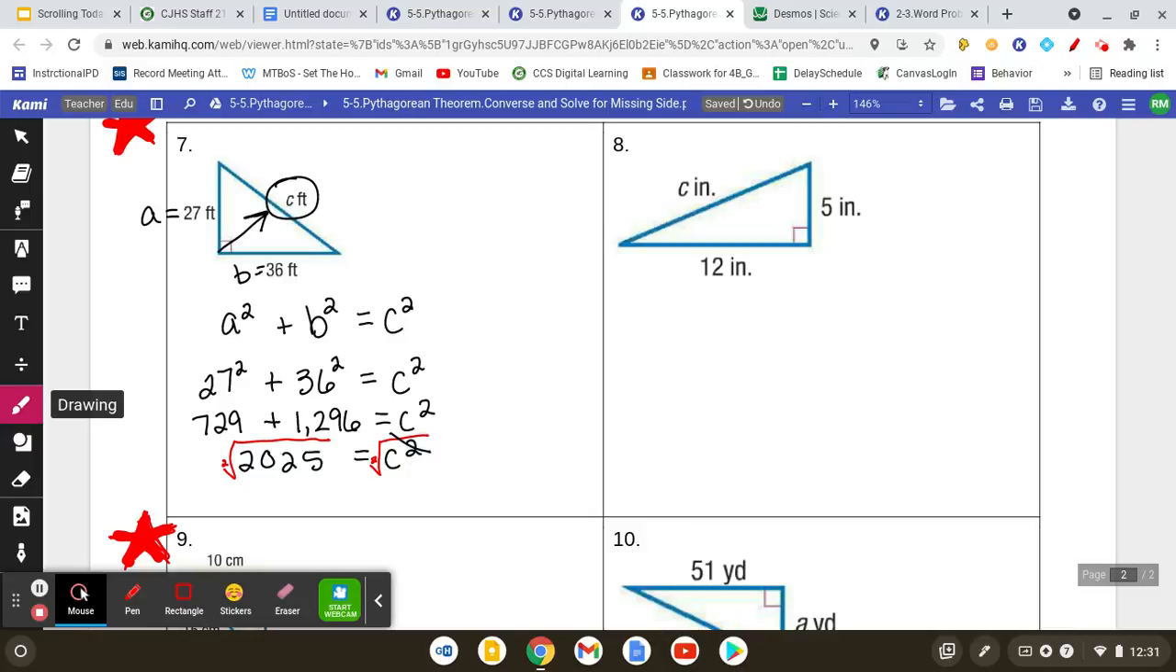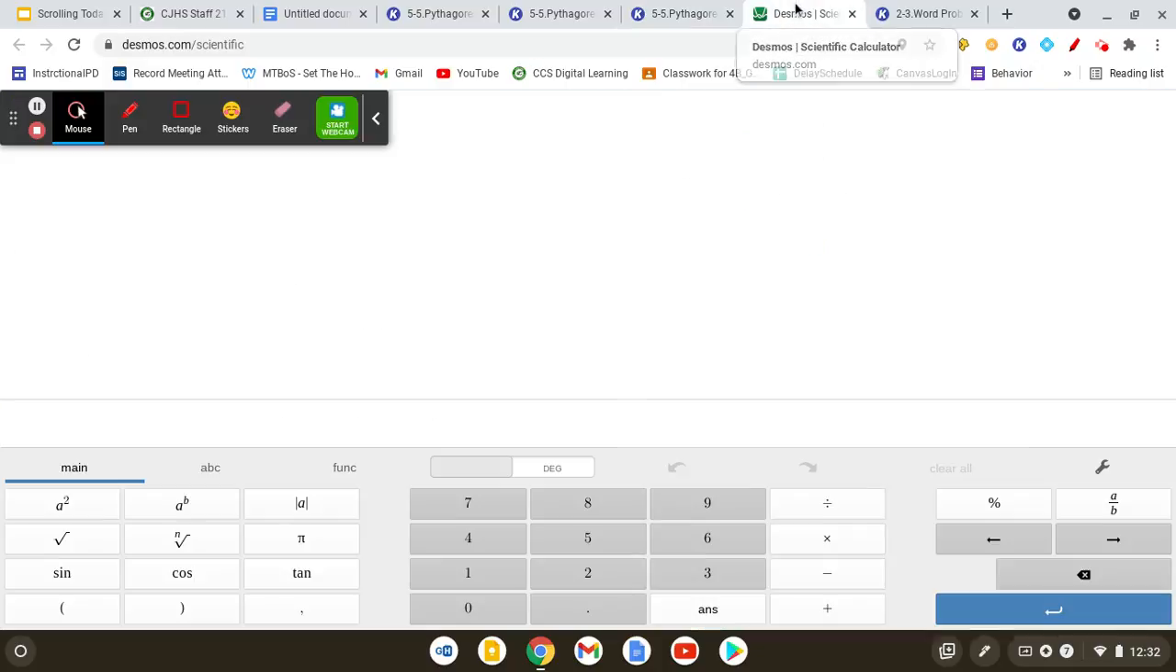Just going to go ahead and cancel those out. So we're left with C on the left side. And now we need to do the square root. We need to figure out the square root of 2025. That's where this calculator is going to come in handy. So use your Desmos calculator here.